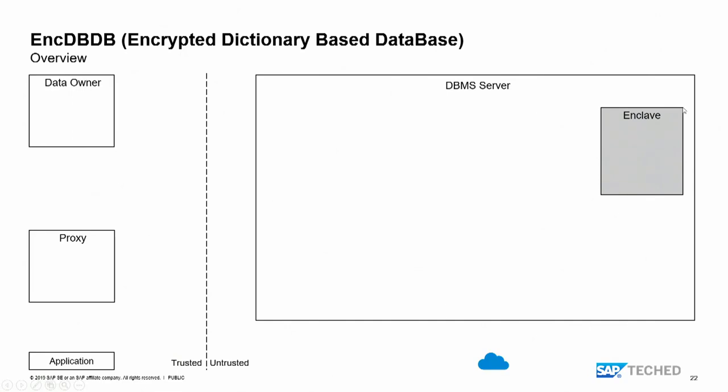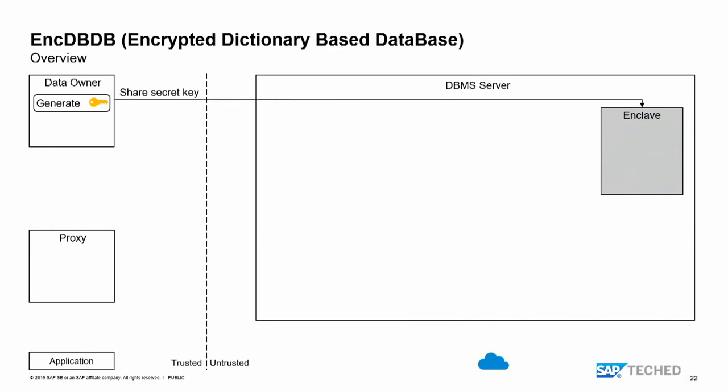On the right side, we have a cloud provider with a database management server, and he provides an Intel SGX enclave. The first step is that the data owner generates a key. He then shares the secret key with the enclave, and in this step, he uses the remote attestation that I explained in the beginning. So he makes sure that the enclave is what was promised and that it's running on an Intel SGX CPU. He establishes this authenticated channel, which is encrypted end-to-end from the user to the enclave, and only over this channel he will transfer the key. So the key is now inside the enclave at the cloud provider, but the cloud provider never learned it.